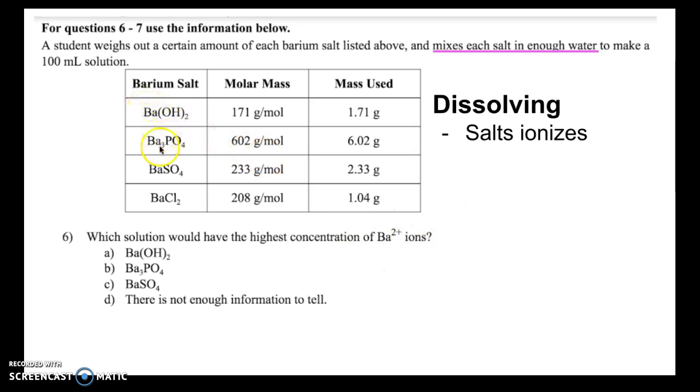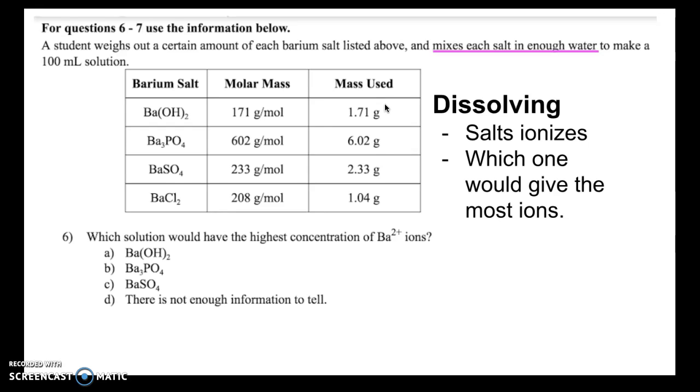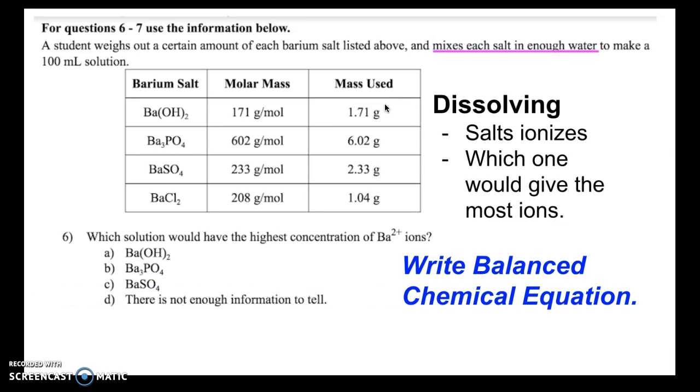So all of these salts have barium in them, and when you dissolve them in water, they're going to ionize into the barium cation and then the anion. So the question that we have is which one would give the most ions? And for that, we need to do a couple of things. The first thing we probably want to do is write a balanced chemical equation, but in writing it, we're also going to need to think about solubility rules to know which one of these ionizes completely, meaning breaks apart completely, and which one we would use the double arrows for, to indicate that it doesn't break apart or ionize completely.